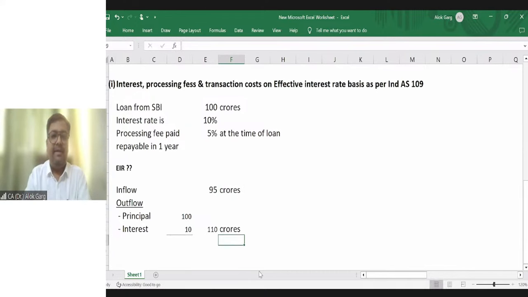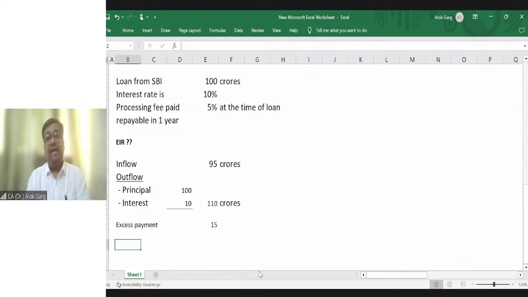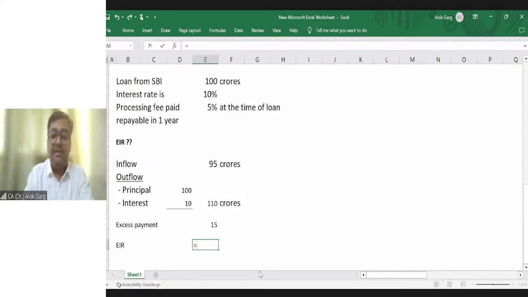How much excess payment do I need to make in 1 year? 110 minus 95 crore. 15 crore I am paying extra just due to the fact that I have taken this loan. Now someone will ask what is the rate of interest. You will say 10%. But what is your effective interest rate? You are paying 15 on 95.